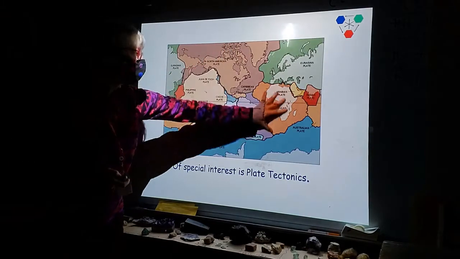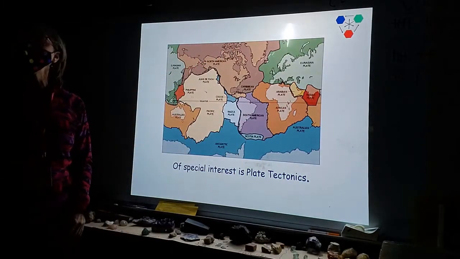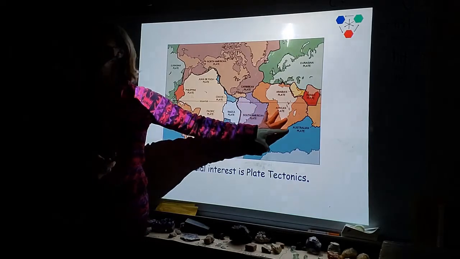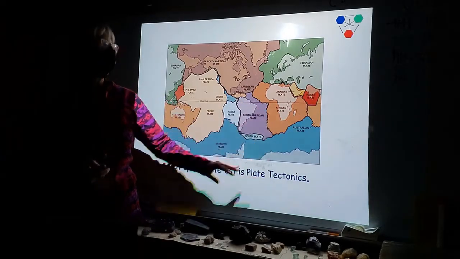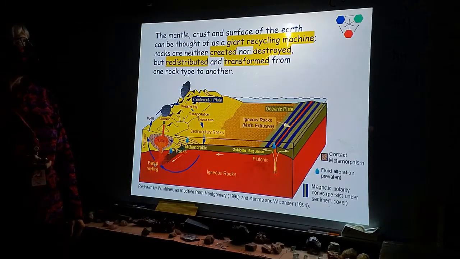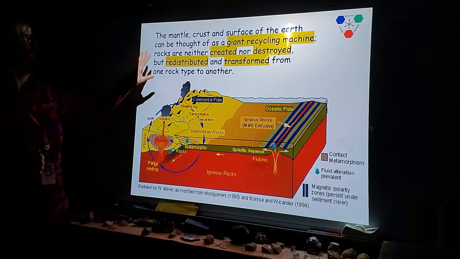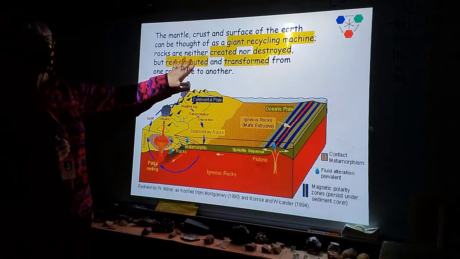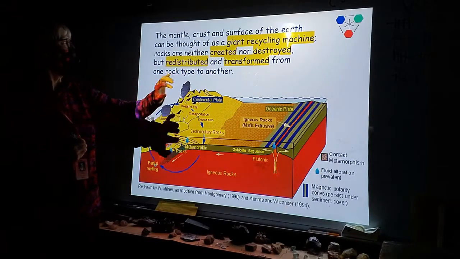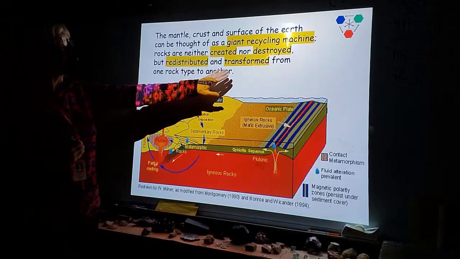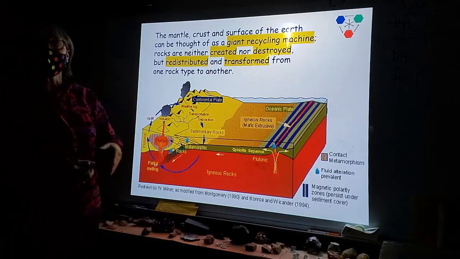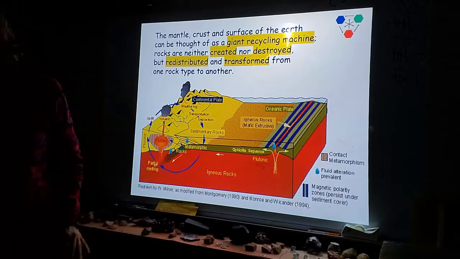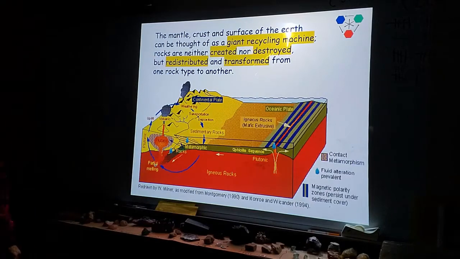This is a picture of plate tectonics. These plates are moving. We're not going to talk more about that right now, but you will see this map a lot in the future. All right, so you can think of, and I'll tell you when to write, the mantle, crust, and surface of the earth can be thought of as a giant recycling machine. Rocks are neither created nor destroyed, but they are redistributed and transformed from one rock type to another. I'm going to pause while you fill in the yellow at the top of page 2.